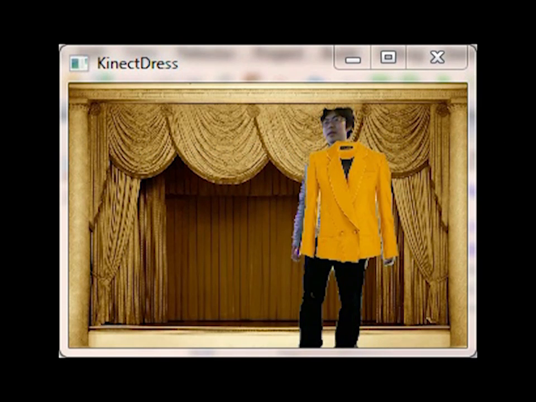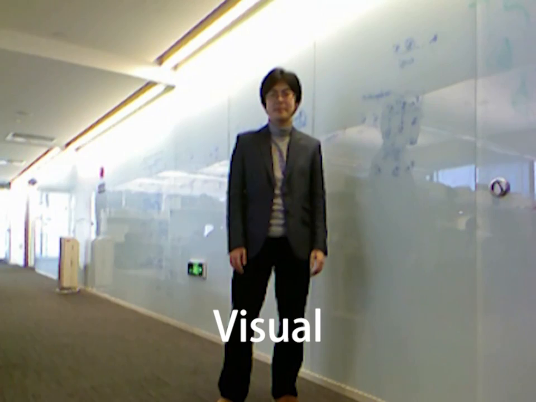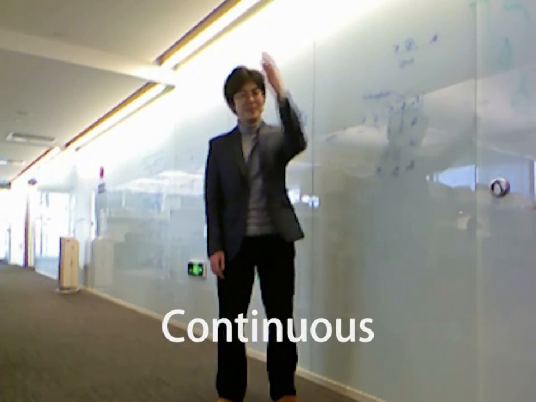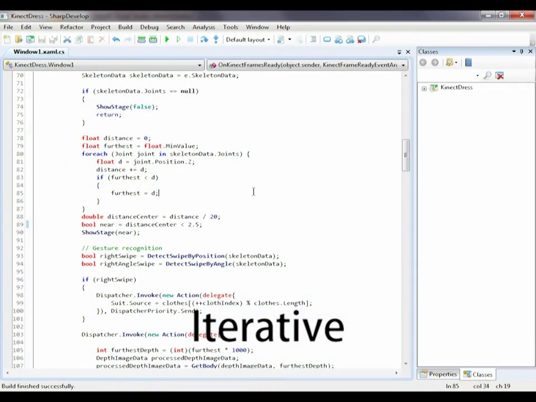Developing interactive camera-based programs using today's IDEs faces several distinctive challenges. The data is inherently visual. The input is continuous and non-reproducible. And the development process is iterative.